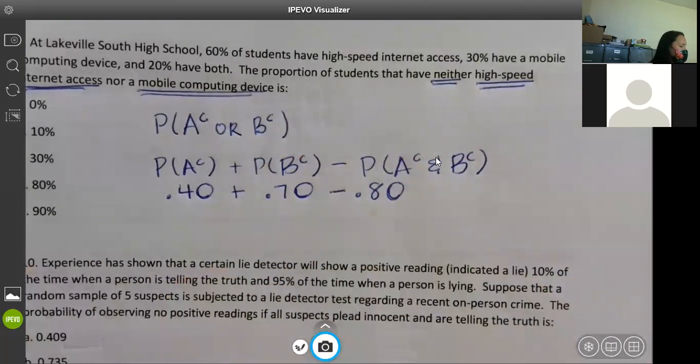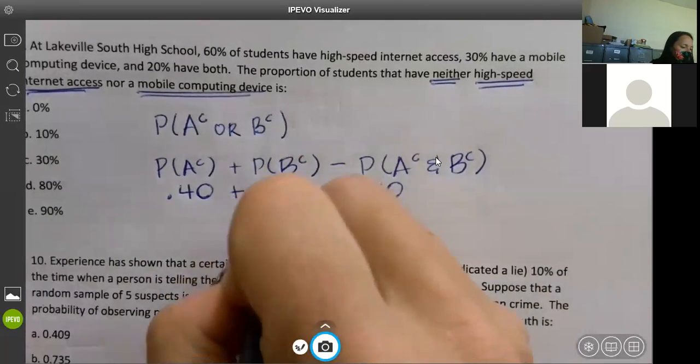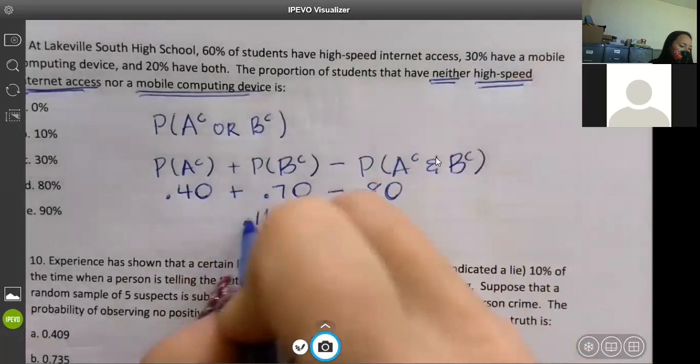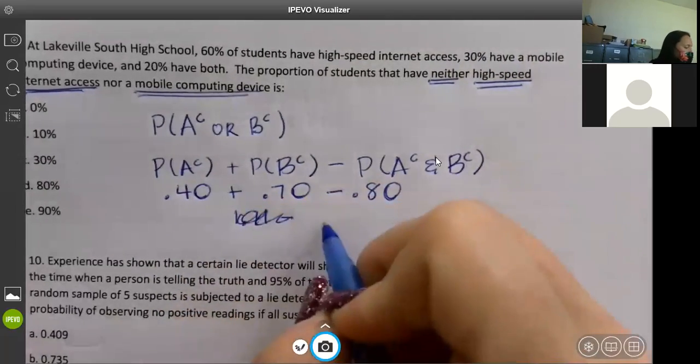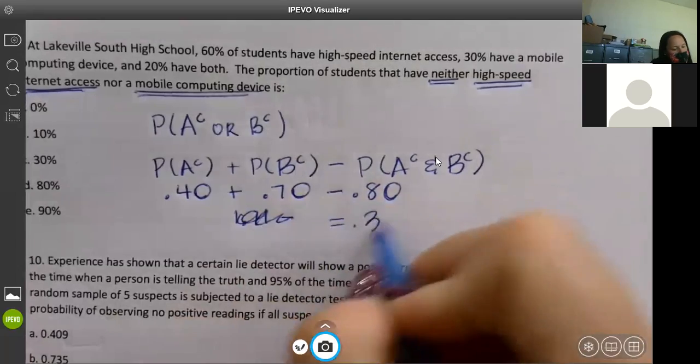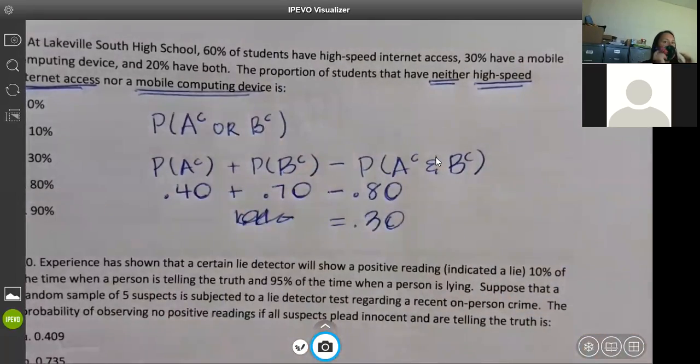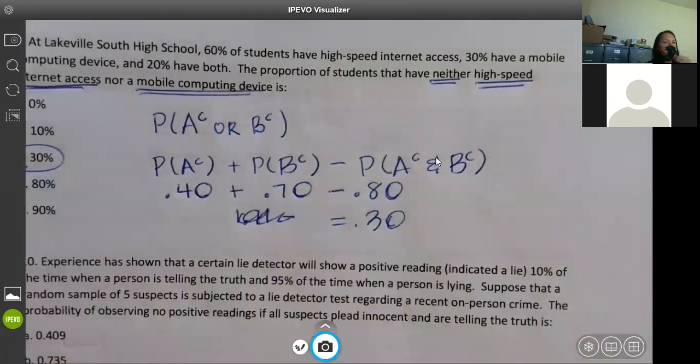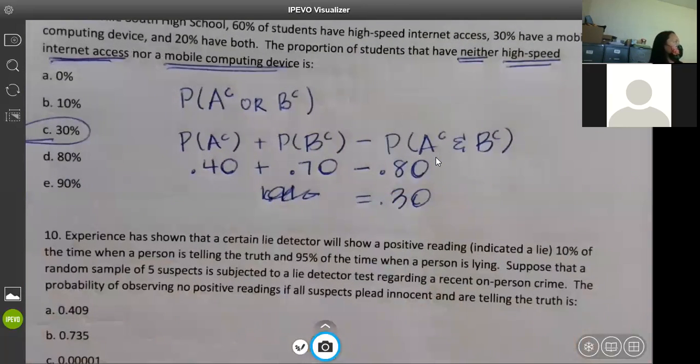0.4 plus 0.7 is 1.1. Minus 0.8 is 0.30. So 30%. They're just trying to get you on the complement stuff. So just read. Make sure you read. All right. So this one is a little bit harder too because the wording makes it hard. Kind of like the false positive stuff, that made it complicated.